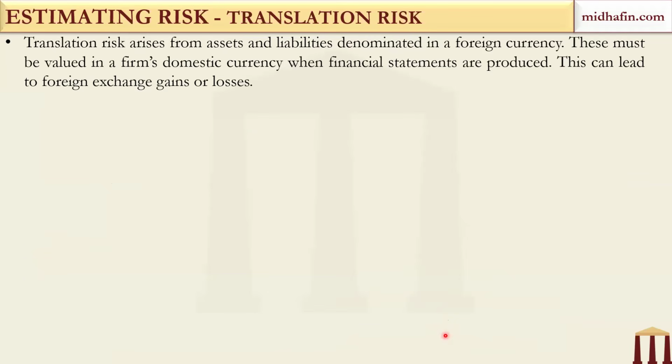Okay. Now comes translation risk. So translation risk arises from assets and liabilities denominated in a foreign currency. These must be valued in a firm's domestic currency when financial statements are produced. These can lead to foreign exchange gains or losses. So again, we can take an example of an Indian manufacturing company. Okay, maybe it has a subsidiary in Germany.